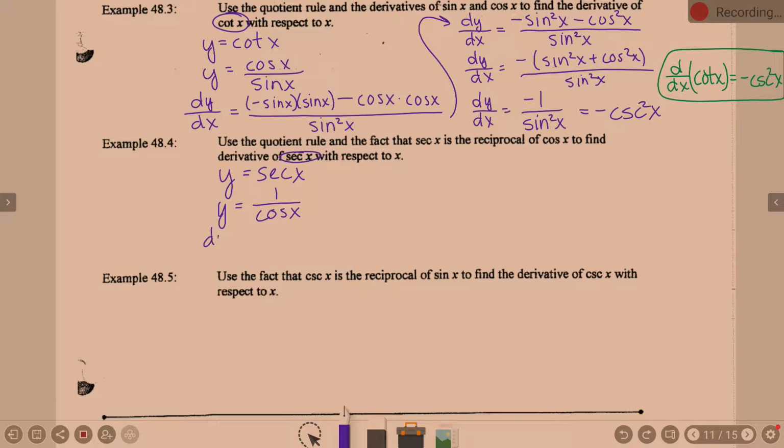Derivative of y is dy dx. Okay, quotient rule. Derivative of the numerator. So derivative of 1 is 0 times the denominator minus derivative of the denominator. So what's the derivative of cosine x? Negative sine x times the numerator. All over denominator squared.